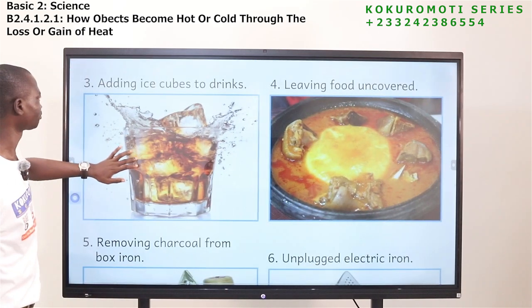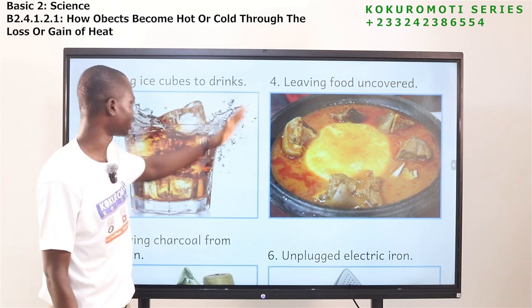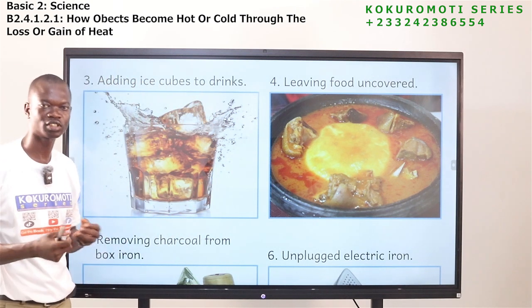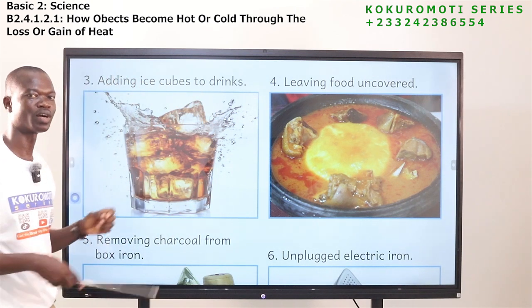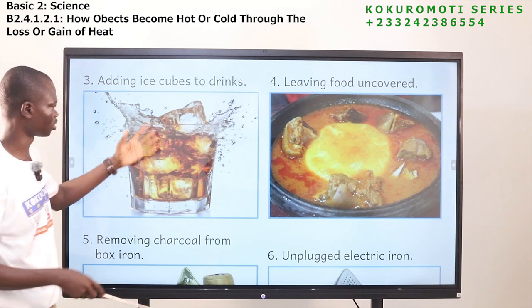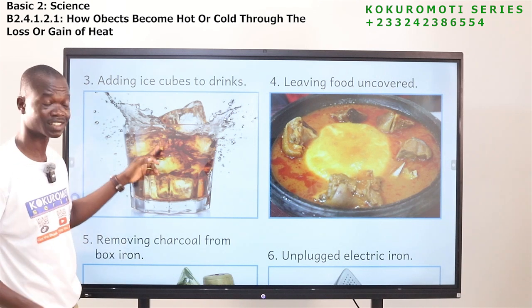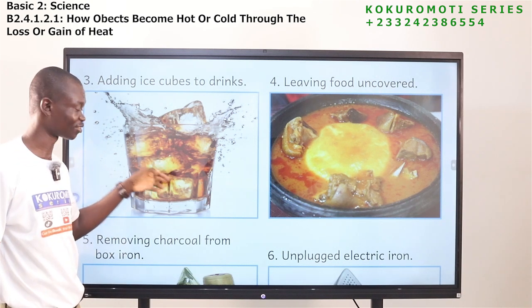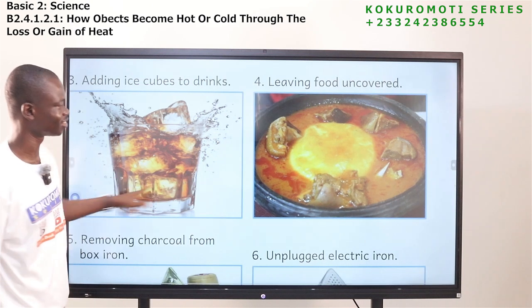Now let's come here. Adding ice cubes to drinks. So if you have a drink and you want it to become cold, you need to add ice cubes. Okay, so like this one. I hope this is Fanta. This is Fanta. I can see.